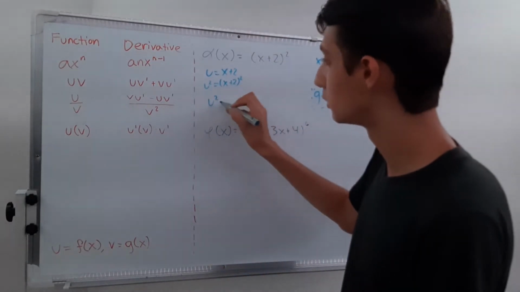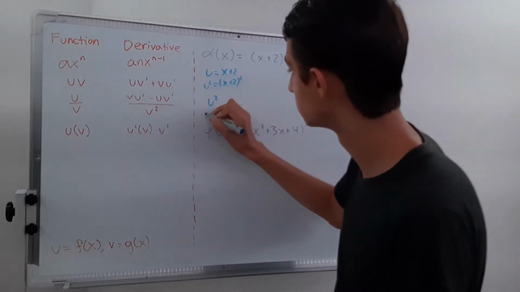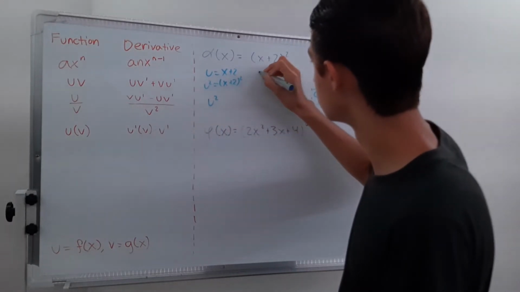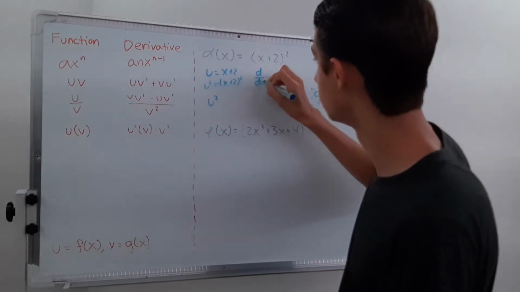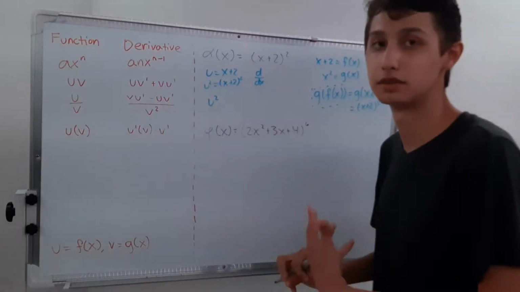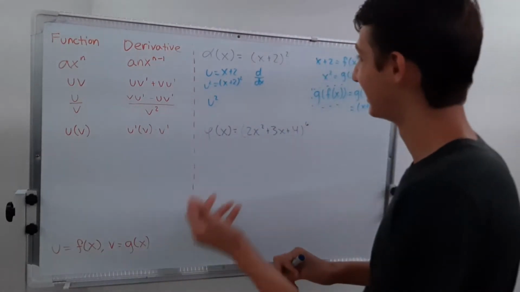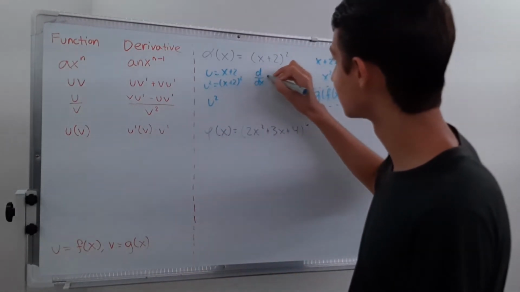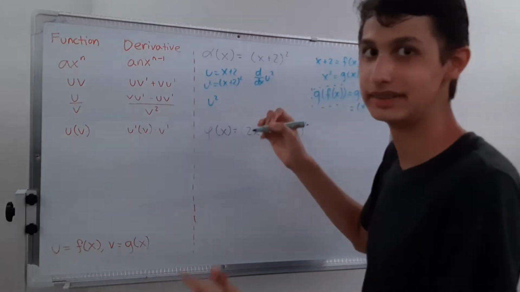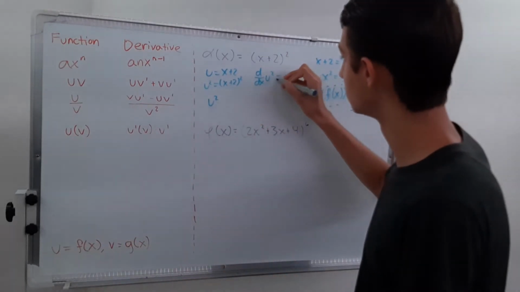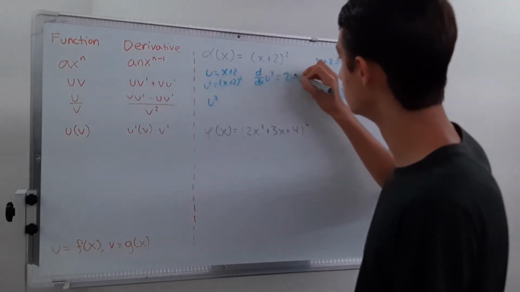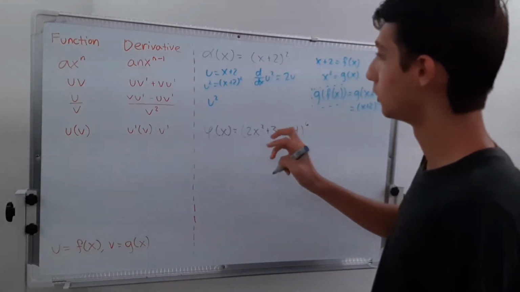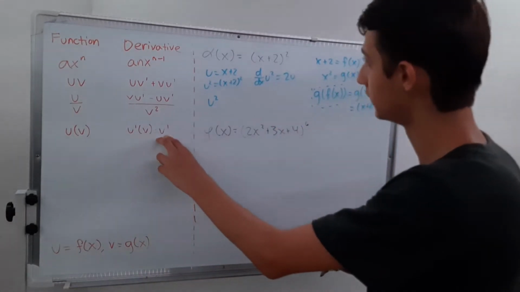So just do the normal power rule here. This becomes... I need to familiarize you with this notation. This is our differential operator. It's whenever you take a derivative. That's what it is. So d dx of u squared, it's pronounced d dx of u squared, is equal to 2u. But remember, we need to add the derivative of v at the end.